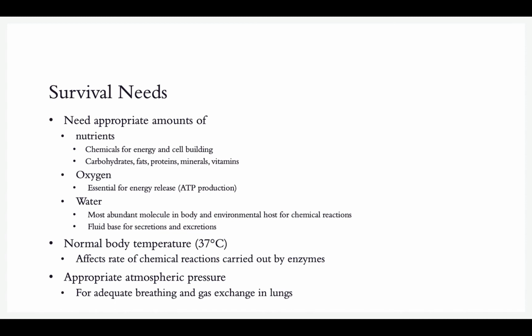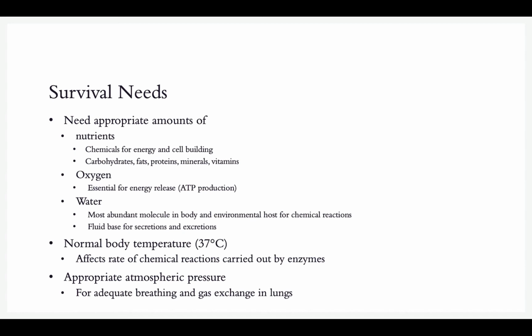When we're looking at survival requirements for humans in particular, we need appropriate amounts of certain substances. Too much or too little is harmful for the organism. Substances like complex carbohydrates, fats, proteins, minerals, vitamins, these are all needed for general metabolic processes and life-sustaining processes. Oxygen is needed in cellular respiration to help produce ATP for energy release. Water is the most abundant molecule in the body, and it's an environment for chemical reactions to take place, as well as a fluid base for secretions and excretions.